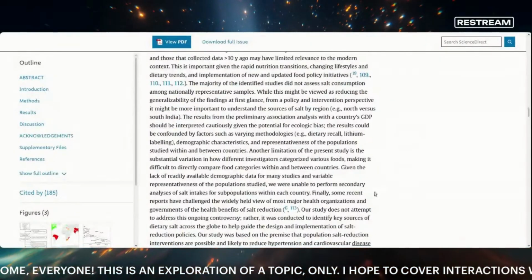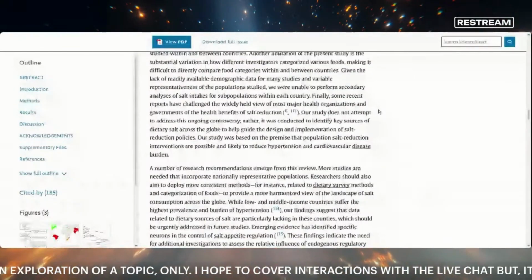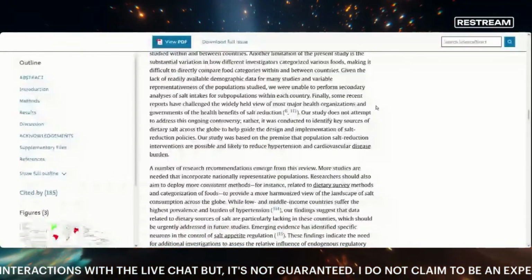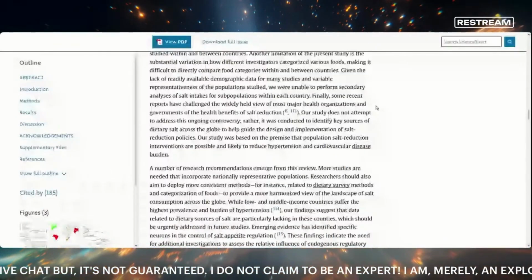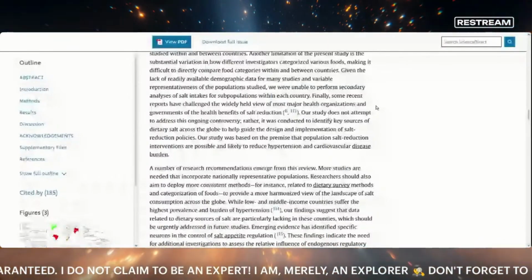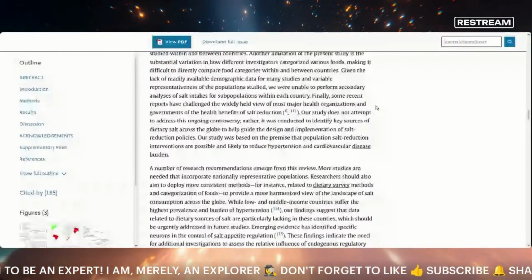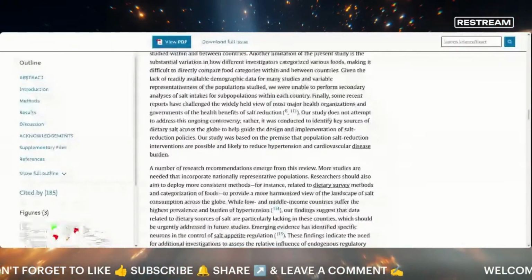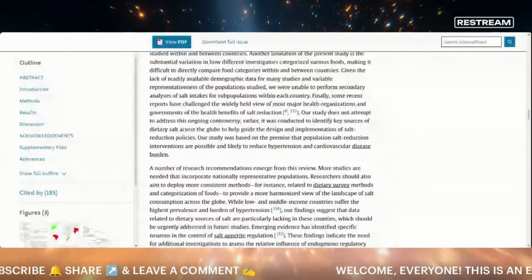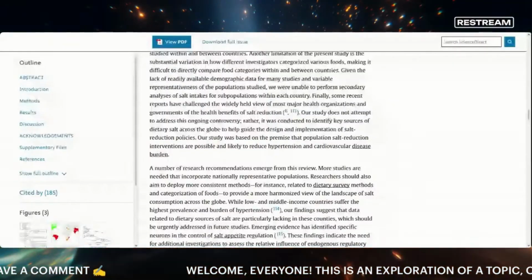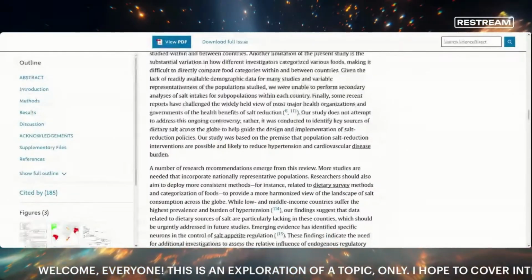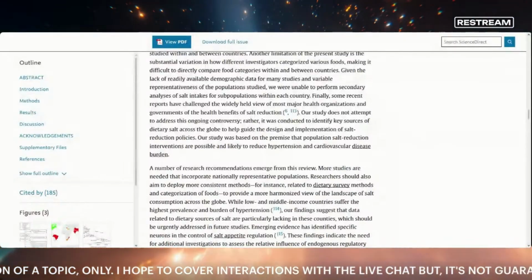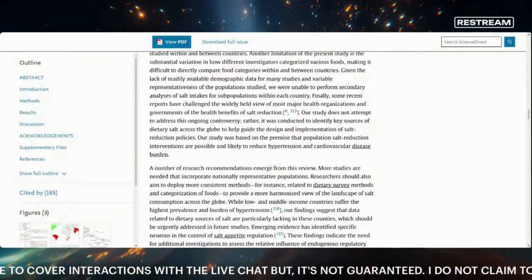Finally, some recent reports have challenged the world view of major health organizations and governments of the health benefits of salt reduction. Our study does not attempt to address this ongoing controversy. Rather, it was conducted to identify key sources of dietary salt across the world to help guide the design and implementation of salt reduction policies. Our study was based on the premise that population salt reduction interventions are possible and likely to reduce hypertension and cardiovascular disease burden. A number of research recommendations emerge from this review.